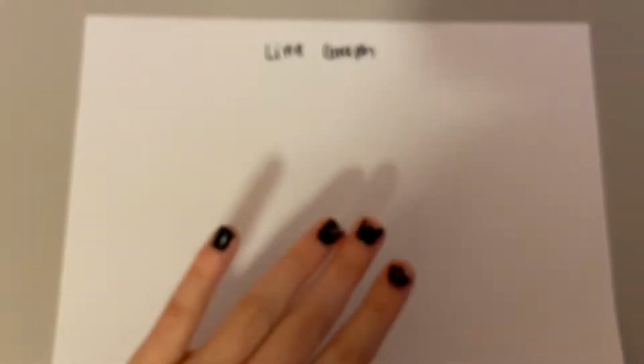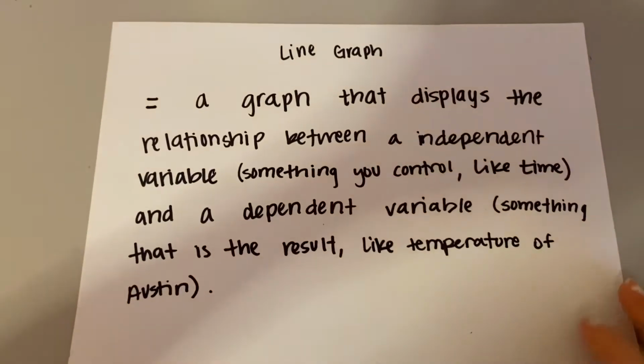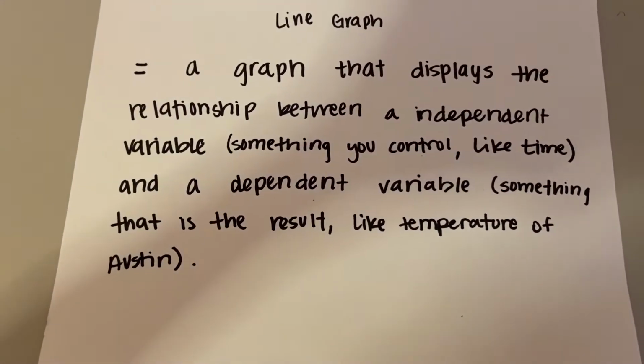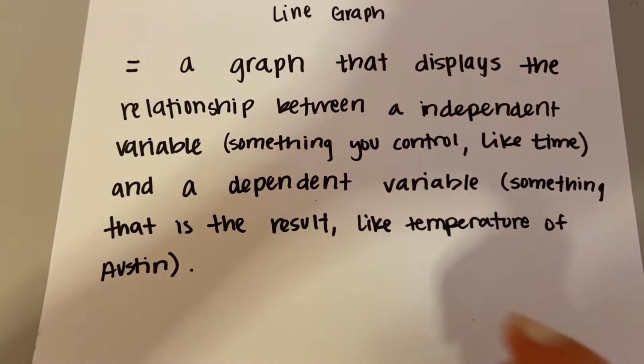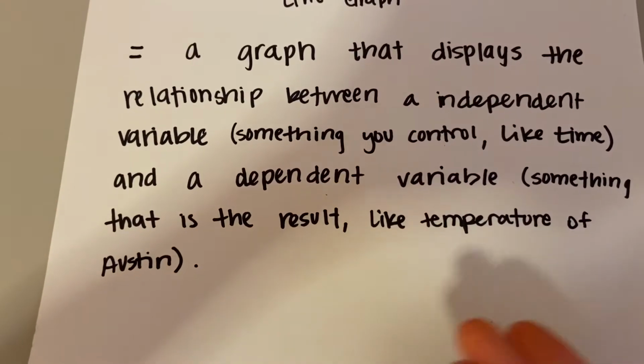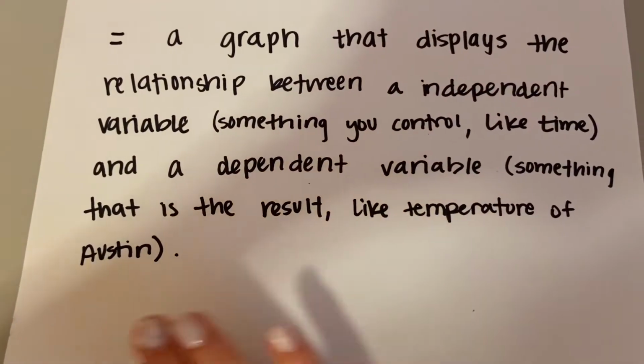So before we get into the art part of this, let me talk to you about what things go on graphs. Today in particular, I want to teach you how to create a line graph and the parts of a line graph. A line graph is a graph that displays the relationship between an independent variable, something that you control, like time or the amount of time that something is happening, and the dependent variable, which is the result or something that depends on the time. Like the temperature of Austin. You're probably still confused about what I meant by that, but that's okay because we're going to go through it step by step. So first, let's set up our graph.